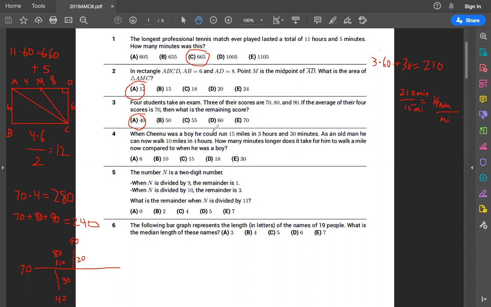And then as an old man, he walks 10 miles in 4 hours. So we do 4 times 60.